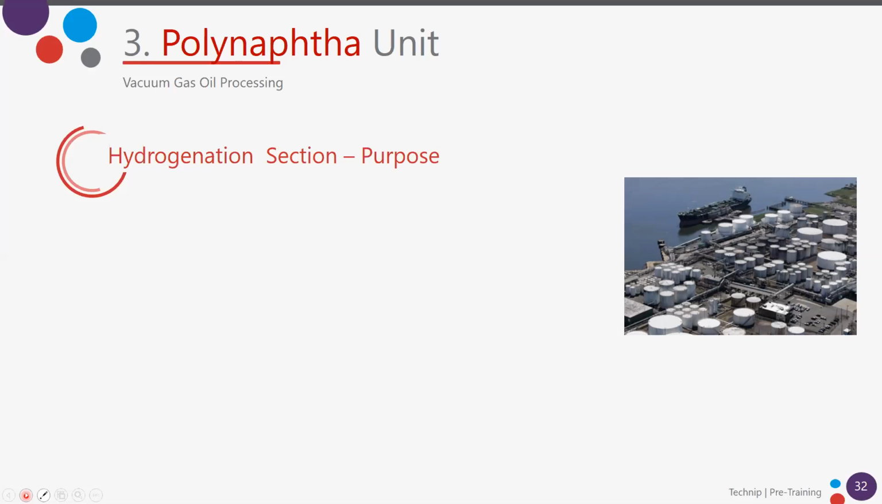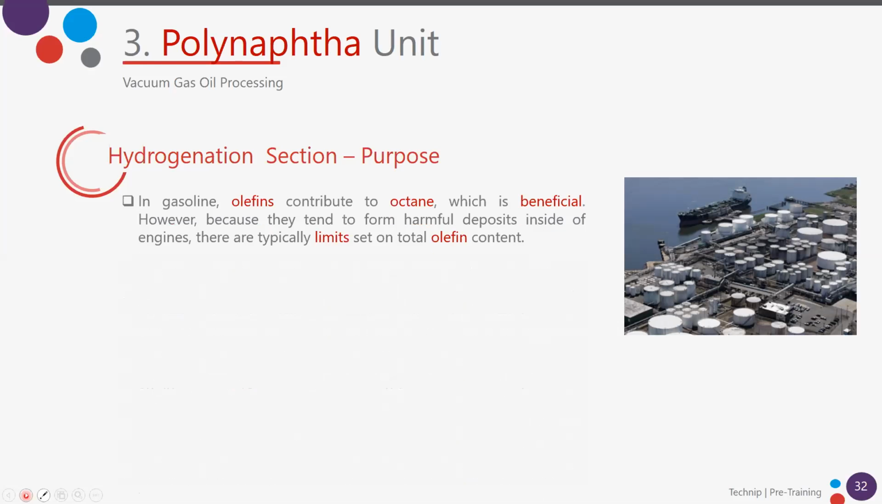So let's see the purpose of this section of the unit, that is the hydrogenation section. In gasoline, olefins contribute to octane number, which is beneficial. However, because they tend to form harmful deposits inside of engines, there are typically limits set on the total olefin content.